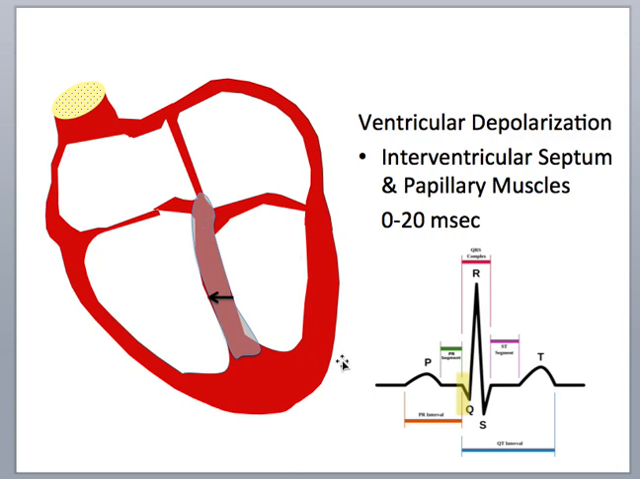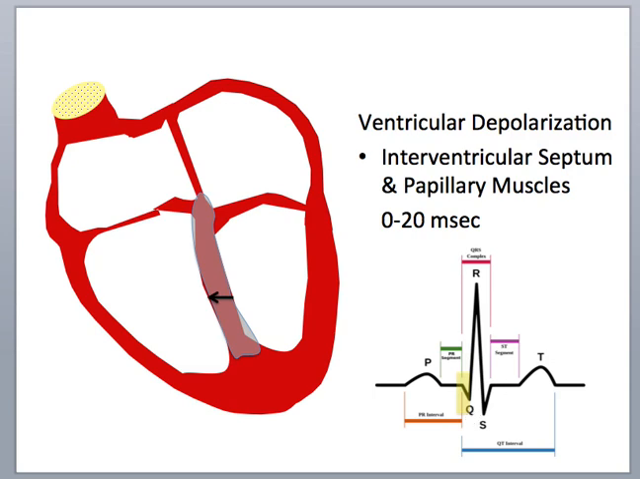The vector is very small and it's to the right. So if we have our lead 2 lead down here, it's away from lead 2, so we're going to have a negative spike in the QRS complex. That's what this Q wave here, highlighted on the PowerPoint, is.